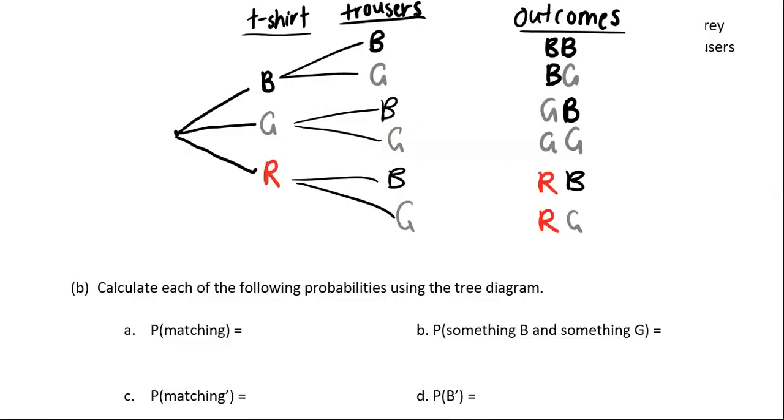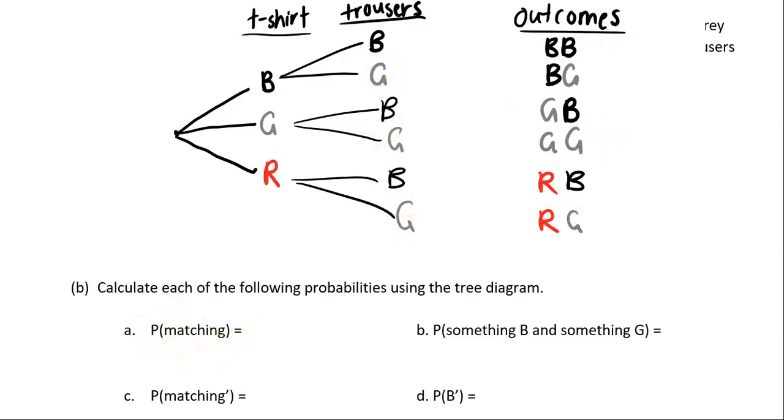Let's now have a look at calculating some probabilities from this tree diagram. Now, because each of the outcomes are equally likely, we don't need to write the probabilities of each event on the branches. We only write the probabilities on the branches when our outcomes are not equally likely. So all of our outcomes are equally likely because each individual choice is equally likely because there's the same number of each option. So our first probability we want to calculate is the probability that the clothing is matching.